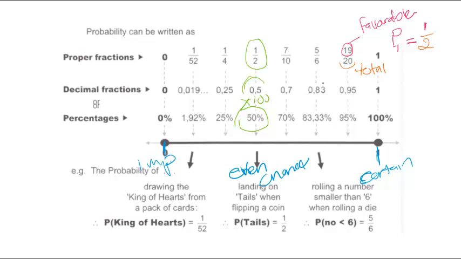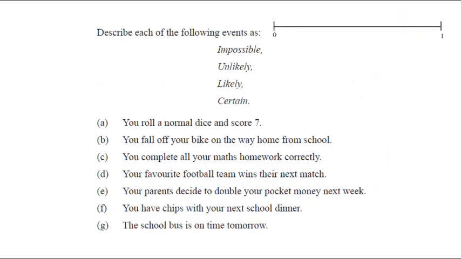Then in between even and certain we call likely, and in between impossible and even we call unlikely. So let's look at these examples. They are asking us to use the word scale to determine whether or not A to G will happen, to what extent it's probable. So question number 1 says, what are the chances that you roll a normal dice with a score of 7? We know that a normal dice is a 6-sided dice.